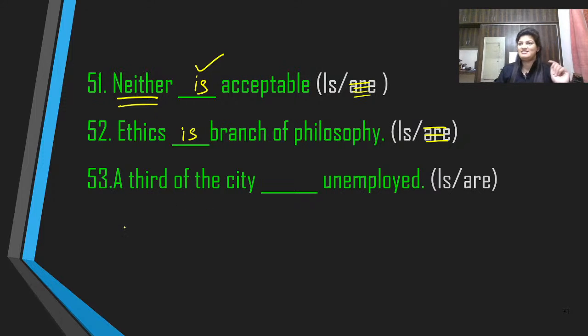And guys, the answer is is, because city is singular. Remember, I told you when you have a statement beginning with a third of, a lot of, majority of, plenty of, in that particular case, you take the prepositional phrase into consideration, and the noun in the prepositional phrase will decide the verb, and therefore is.